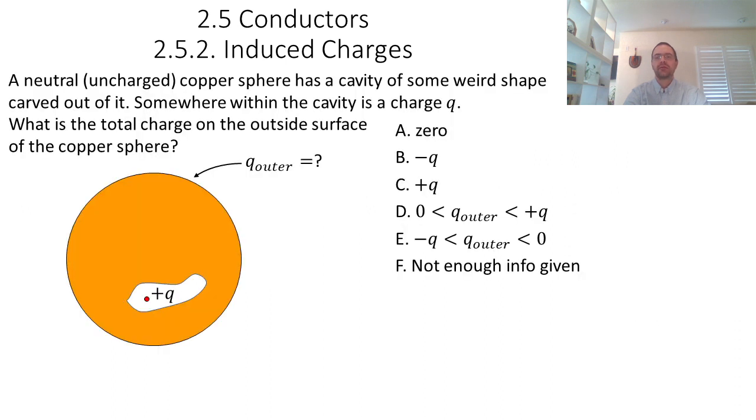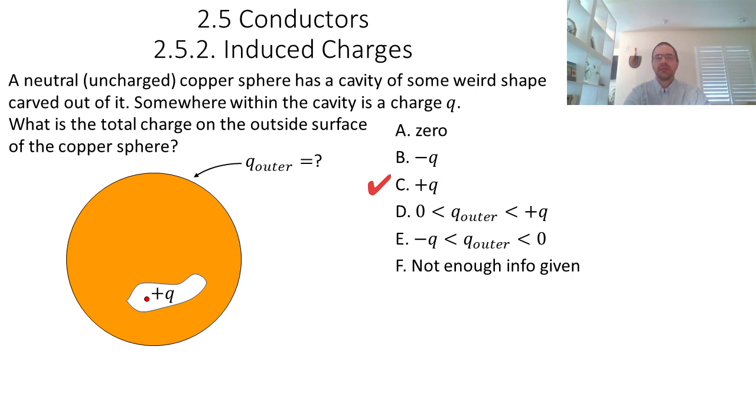Now here's a question for you. Suppose that we have a neutral copper sphere and there is a cavity of some weird shape carved out of it. Now somewhere within the cavity there is a charge Q. What is the total charge on the outside surface of the copper sphere? So if you answer C, that the charge on the outer surface will be plus Q, then you're correct.